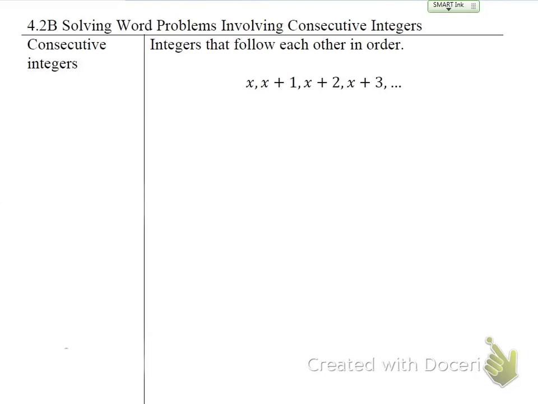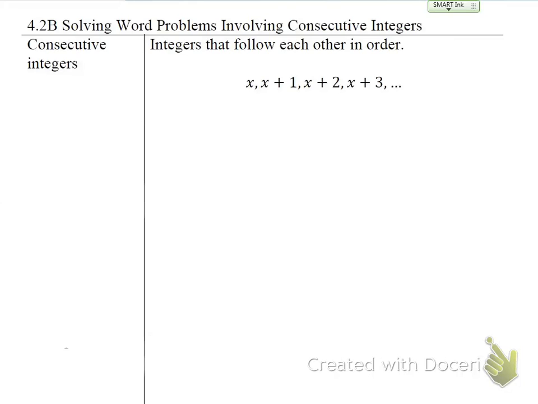All right, so we're going back to 4.2. This time we're doing the second half. We're going to be looking at word problems that involve consecutive integers. You guys actually started working on this in Algebra 1. So when we bring it back now for Algebra 2, it's going to be a little bit more challenging. But first we need to define consecutive integers.